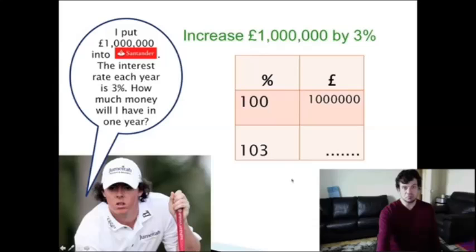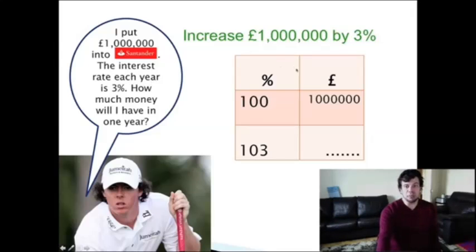I put £1 million into Santander Bank. The interest rate each year is 3%. How much money will I have in 1 year? Thank you, Rory. Okay, so we've got £1 million as our starting amount. We're increasing by 3%. In 1 year's time, there will be one calculation because, of course, the 3% increase only happens at the end of each year.